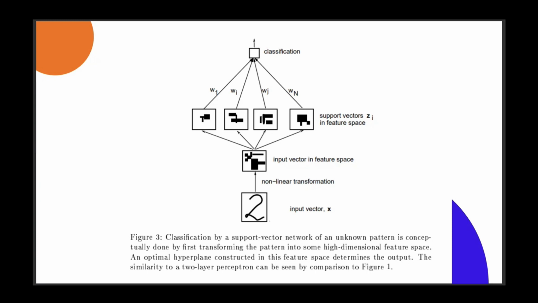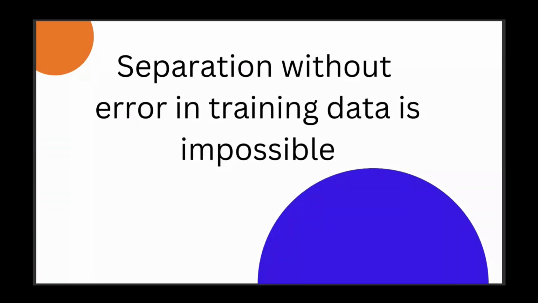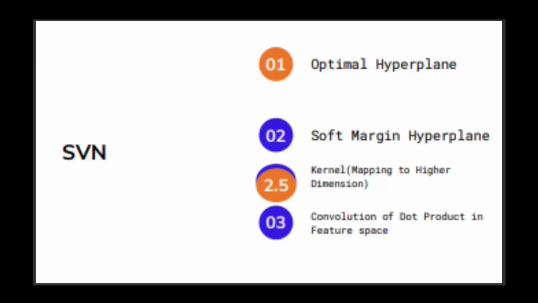And separation without errors in training data is also impossible in the real world case. So that is why we will be talking about the soft margin SVM rather than the hard margin SVM. The main concepts are divided into four parts: the optimal hyperplane, the soft margin hyperplane, the kernel, and the convolution of dot product in feature space. These are the four main topics that are related to SVM.